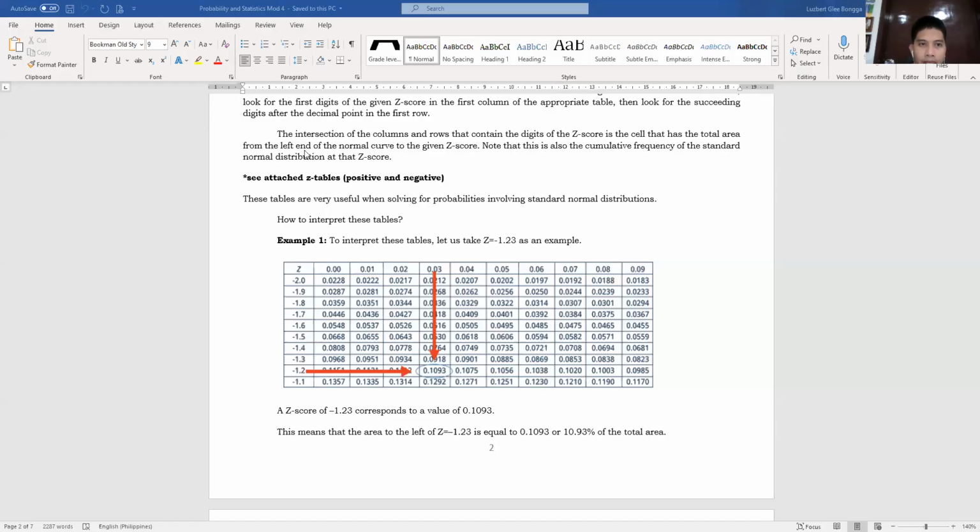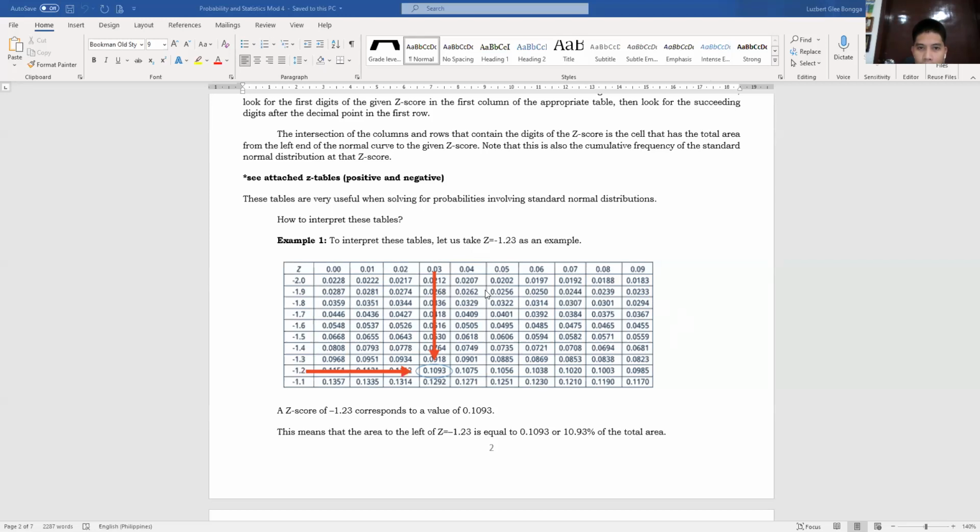The intersection of the columns and rows that contain the digits of the z-score is the cell that has the total area from the left end of the normal curve to the given z-score. Note that this is also the cumulative frequency of the standard normal distribution at that z-score. For example, example number 1. To interpret these tables, let us take z equal to negative 1.23 as an example.